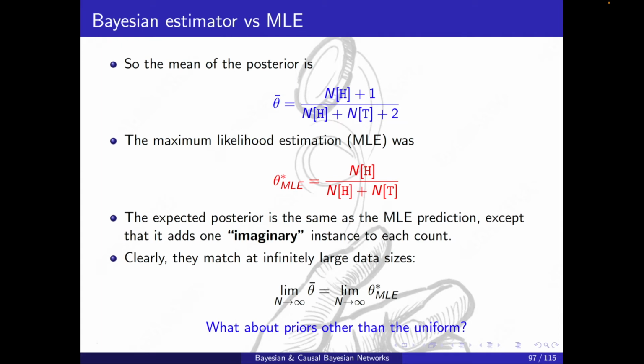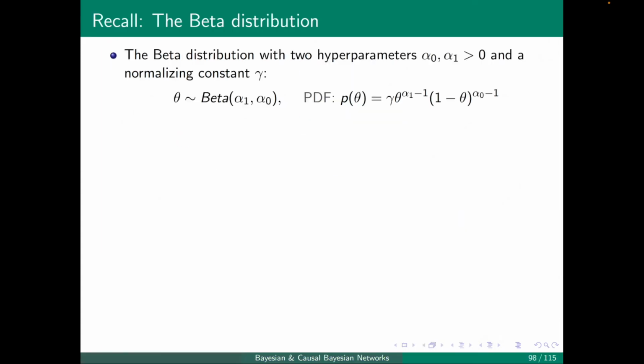What about priors other than uniform? So we saw now the effect of the uniform prior. For example, what if the beta distribution was used as the prior? Recall, what is a beta distribution? It has 2 hyperparameters, alpha 0 and alpha 1, and a normalizing constant gamma. So this is the notation, beta of alpha 1, alpha 0. The PDF will look like this.